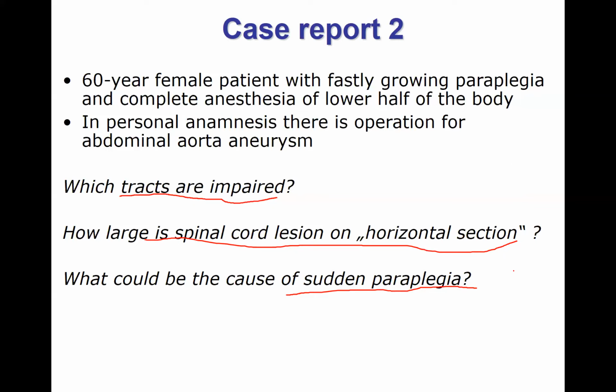So for this case report, what is the cause of the sudden paraplegia? What happened here to this patient? Why has she got sudden paraplegia, anesthesia? Ischemia of spinal cord, great radicular artery. Katarina, perfect. Yes. How large is the spinal cord lesion on horizontal section?